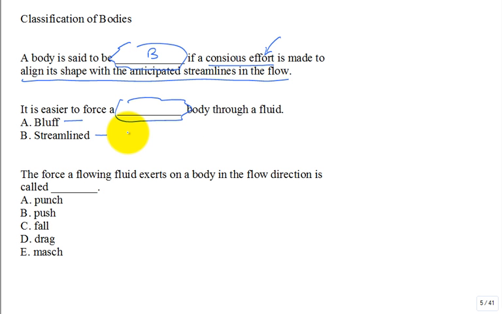A bluff body or a streamlined body? Which one is easier to force through the fluid? Streamlined body. Streamlined body is easier. So that's why people streamline different things.